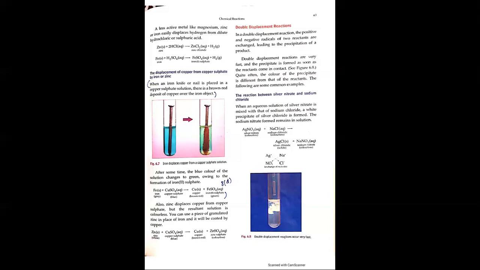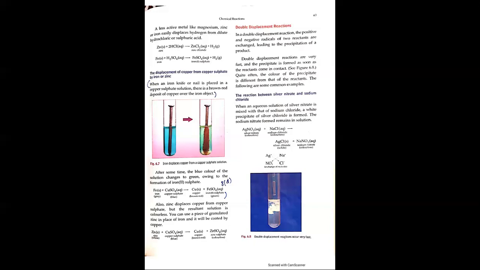Next is double displacement. In double displacement, the positive and the negative radicals of the two reactants are exchanged, leading to the precipitation of a product. Double displacements are very fast and a precipitate is always formed. As you can see, the reaction between silver nitrate and sodium chloride. Silver nitrate is AgNO3 and sodium chloride is NaCl. Here, double displacement will take place. Ag will combine with Cl and Na will combine with NO3. So AgCl plus NaNO3, as you can see, an exchange of radicals has occurred.